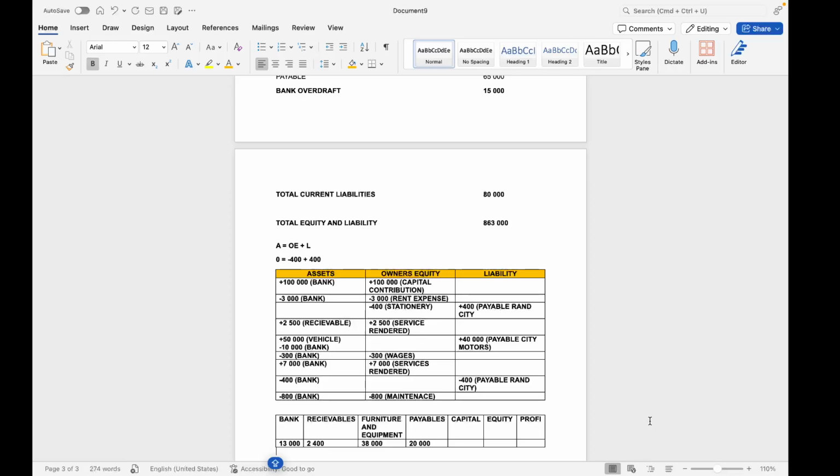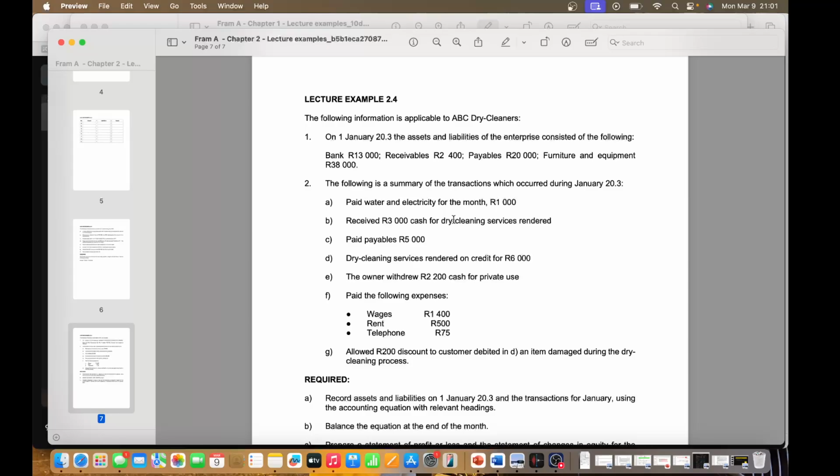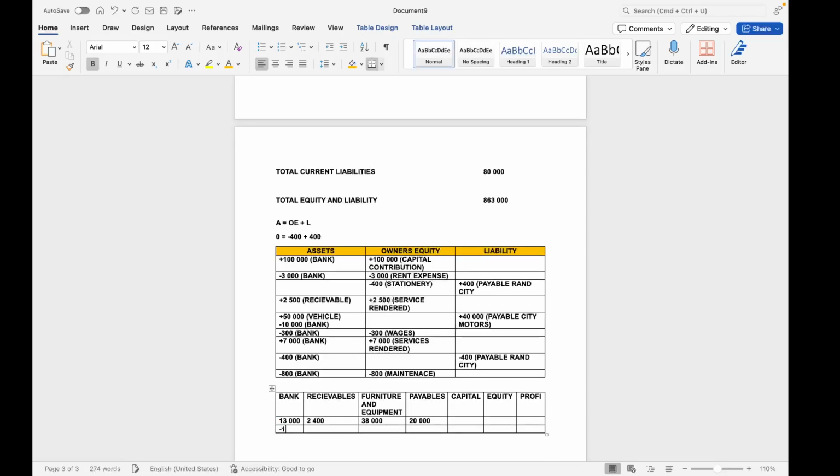Right, let's have a look at our transactions now. We paid water and electricity for the month, 1,000. Meaning, what's going to happen to our bank? Minus 1,000, right? And then we go to our profit, which is the statement of profit or loss, and minus 1,000, because our expenses decrease our profit.